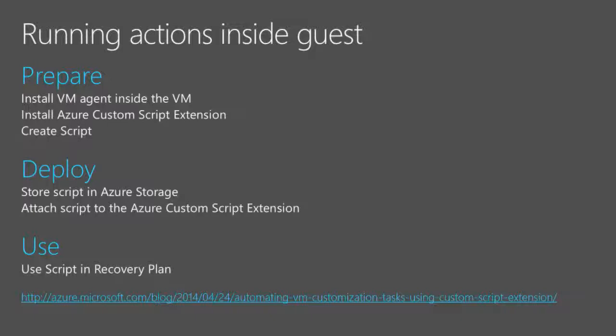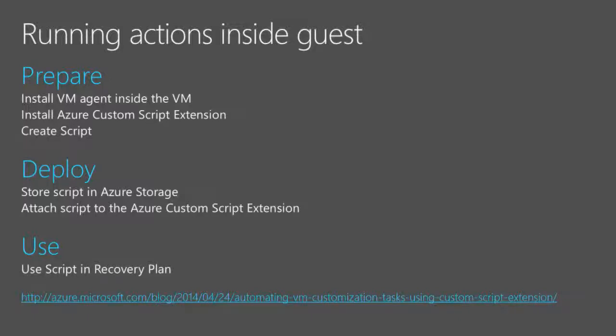There are times when you have a connection string you want to modify, or you want to modify an environment variable into SQL or SharePoint. For that, being able to run an action inside the guest becomes important. Azure Automation today does not support that directly, but you need to do a few steps to get that to work. The steps are listed here.